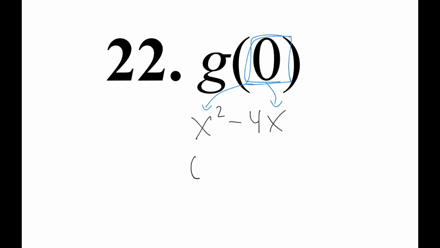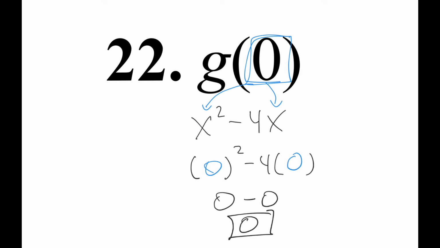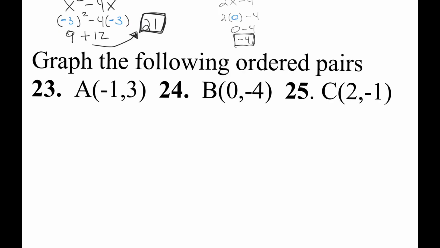So we have parentheses squared minus 4 times parentheses. Substitute a 0, and a 0 over here. So when you guys square the 0, 0 times 0, that will be 0. And when you multiply negative 4 times 0, that's going to be minus 0. And 0 minus 0 is 0. So the last three questions, you guys are graphing. We have different points, A, B, and C.